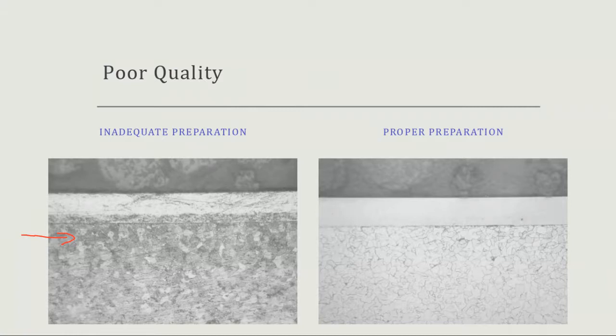Then when you have a properly prepared sample, you can clearly identify the grain boundary structure. You can look at the interface between the base metal and this coating. So there's no scratches, no grain pull out. The sample is all in focus. So that ends up being a good image.